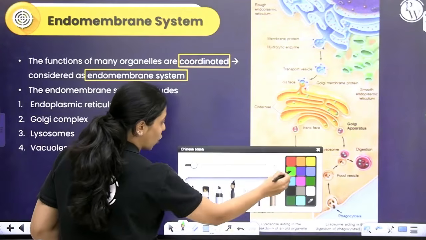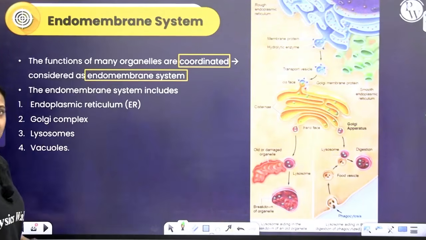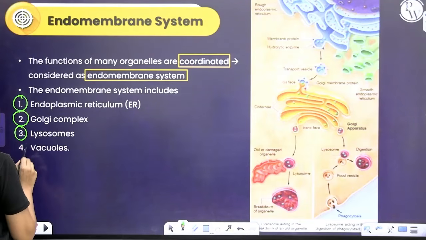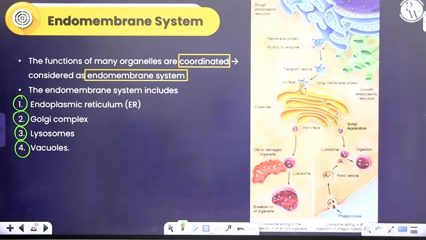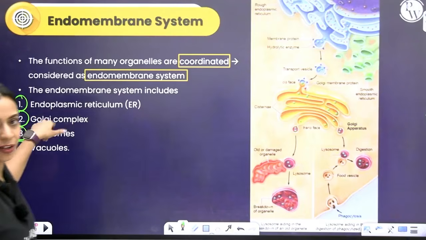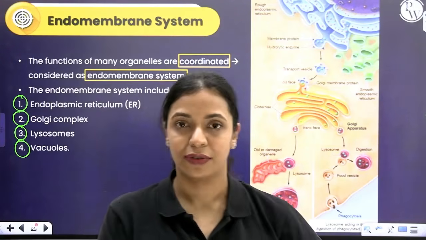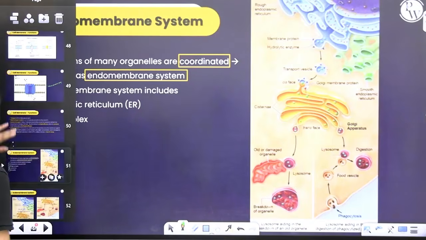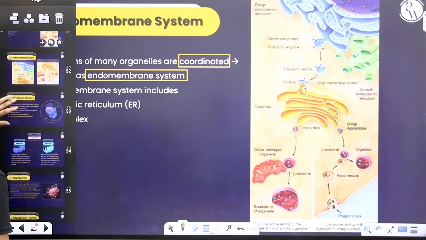It includes 4 different types of organelles. Firstly, the endoplasmic reticulum, then Golgi apparatus, lysosomes and vacuoles. Okay? We'll have to learn about each of these first and then we'll learn about the other organelles. First, we learn individually about their structure and their function, and then I'll tell you how their functions are coordinated. Okay? We'll start with endoplasmic reticulum.